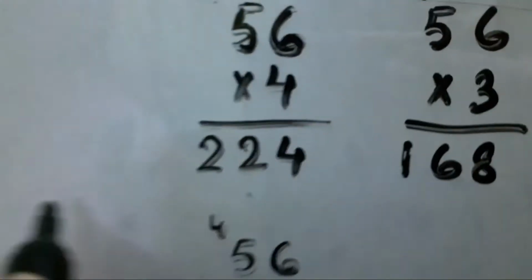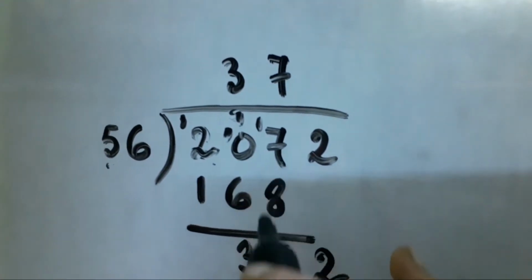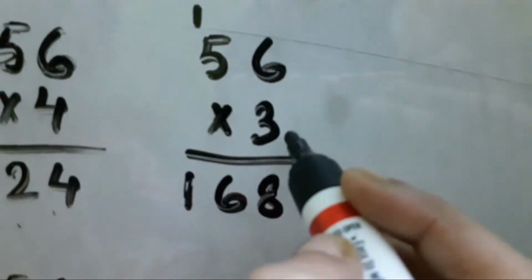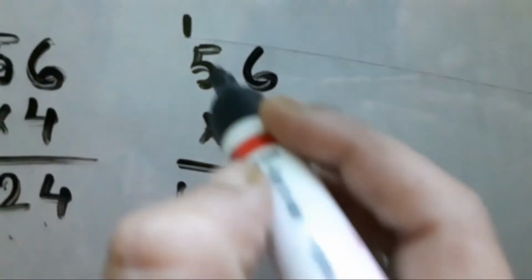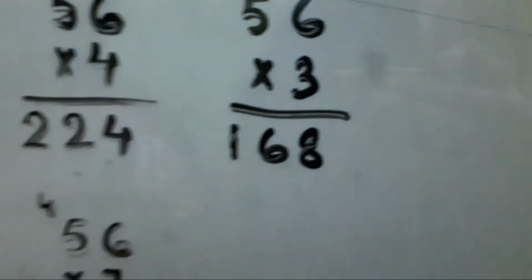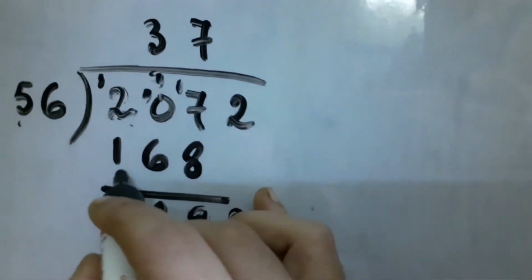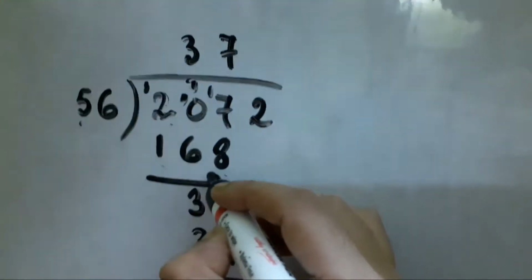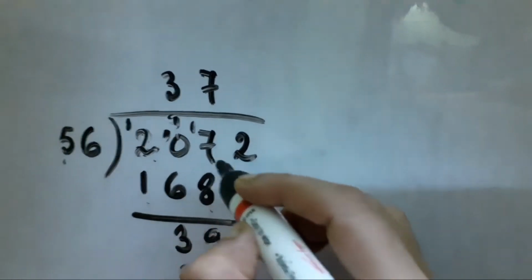But you see, 224 is greater than 207. So we will multiply 56 by 3. 3 6s are 18, 8. 1 you carry. 3 5s are 15 plus 1, 16. Now we will write here 168. Now we will subtract 168 from 207.